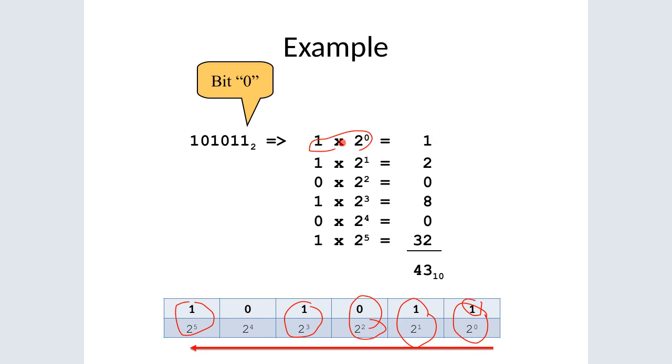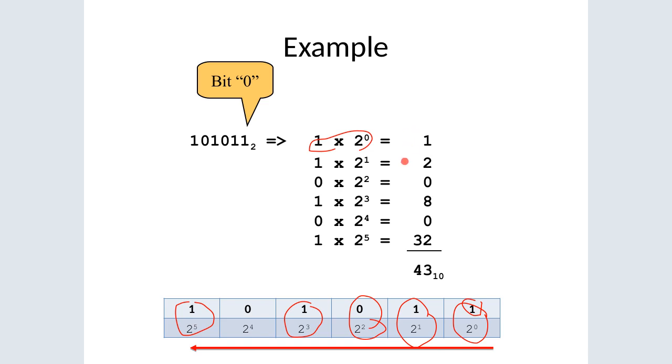So if you take 1 times 2 to the power 0, any number raised to the power 0 is always what? 1. Irrespective, 1 million to the power 0, that is 1. 2 or 30 to the power 0 is always 1. So this is just like 1 times 1, we get 1. We go to the second one, 2 to the power 1 times 1, we get 2. 2 to the power 2 times 0, any number multiplied by 0 is 0, of course. Then 2 to the power 3 is 8 times 1, which is 8. 2 to the power 4 times 0 is 0. 2 to the power 5, that is 32.